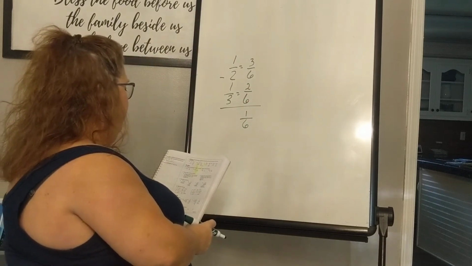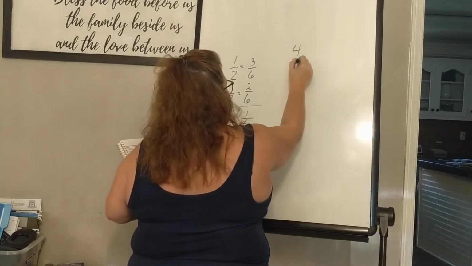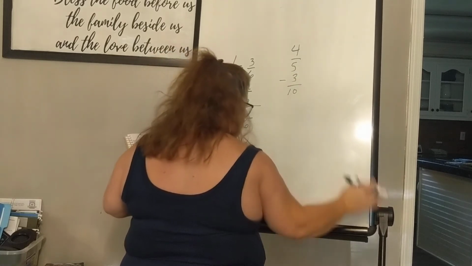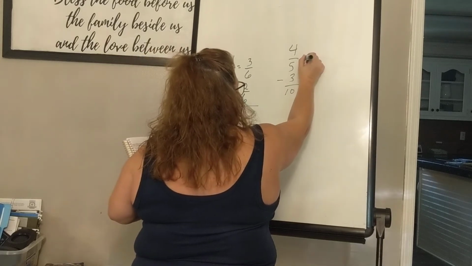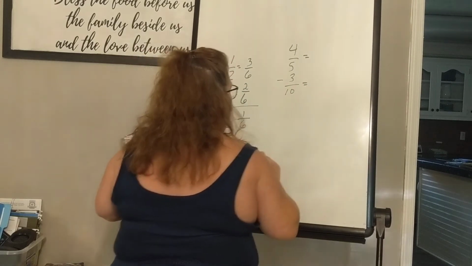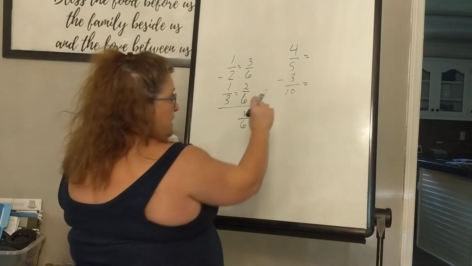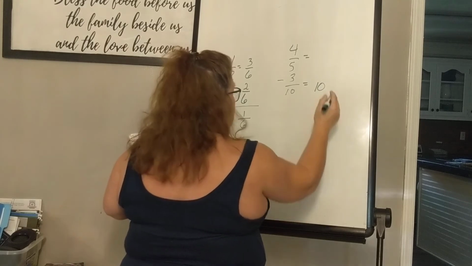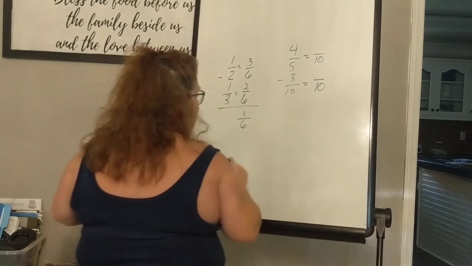Letter B, I have 4/5 minus 3/10. Why my board is rocking today. So I have to figure out my least common denominator. I can count by fives and get to 10. So 10 will be my least common denominator. 5, 10, and then 10, 20. So I'm going to write my 10 as my denominator, set up to make equivalent fractions.